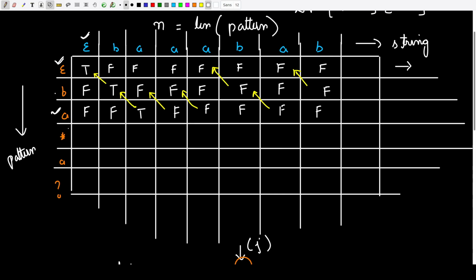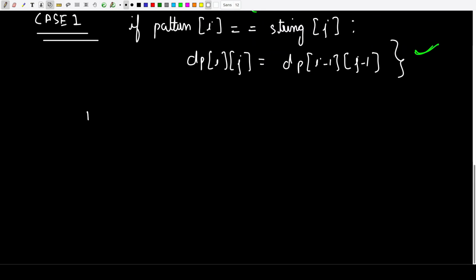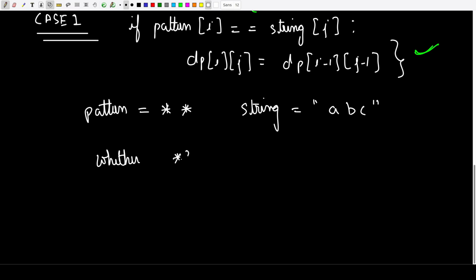Now let us deal with the wildcards. So here it is a wildcard. Whether a wildcard matches an empty string or not will be governed by what the value was in the pattern before. What I mean by this is, let us say my pattern is two stars and my string is something. Over here the first thing which we need to understand is whether star matches the empty string.